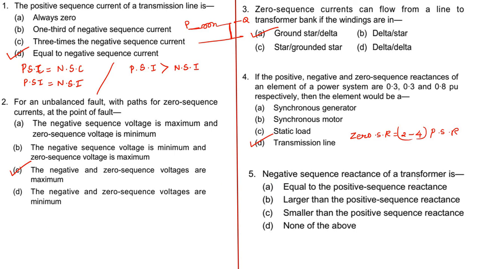Next question, question 5. Negative sequence reactance of the transformer is A. equal to the positive sequence reactance, B. larger than the positive sequence reactance, C. smaller than the positive sequence reactance, D. none of the above. The answer is A, equal to the positive sequence reactance.